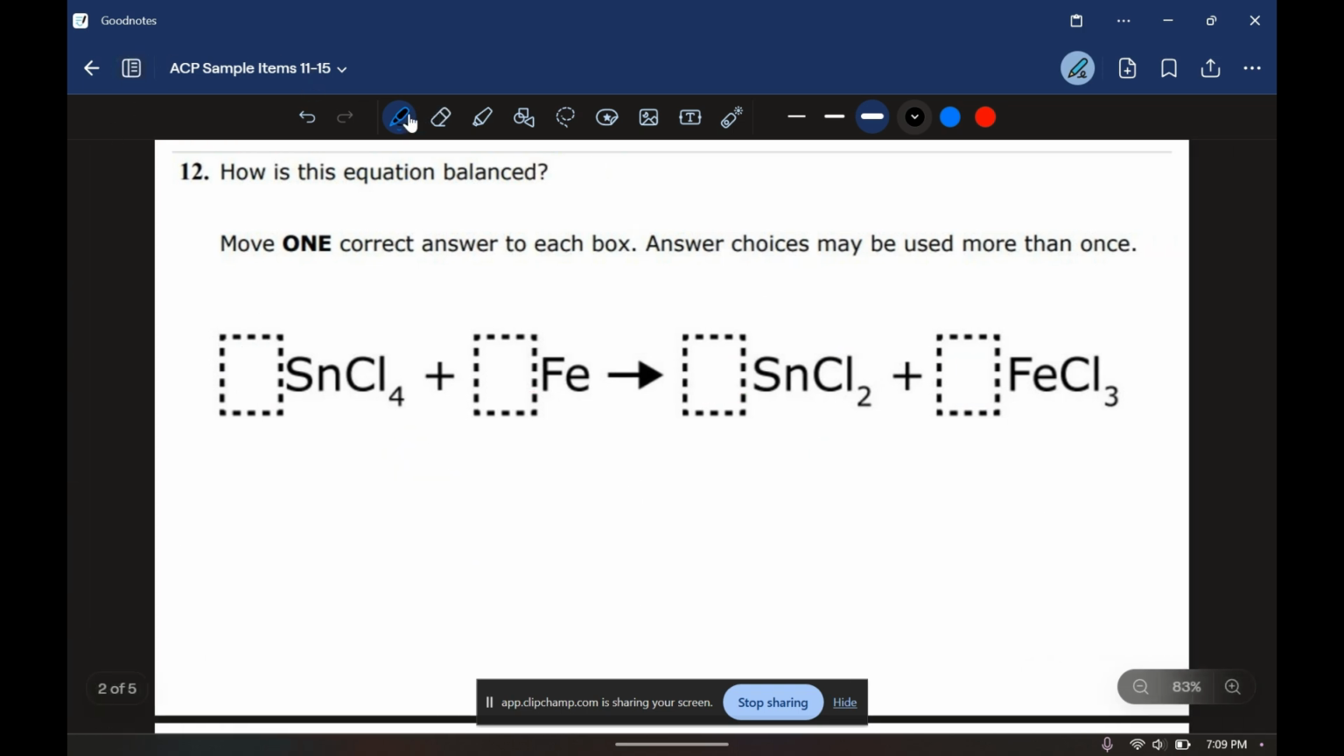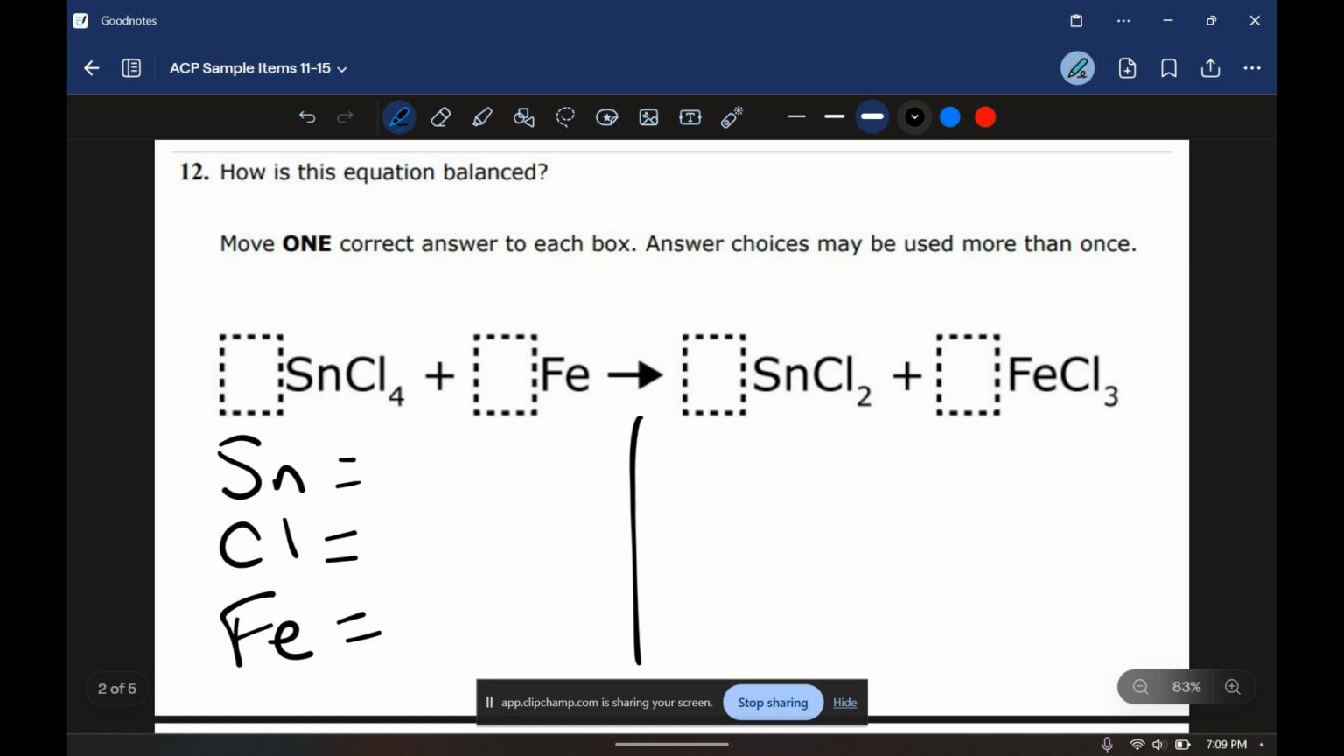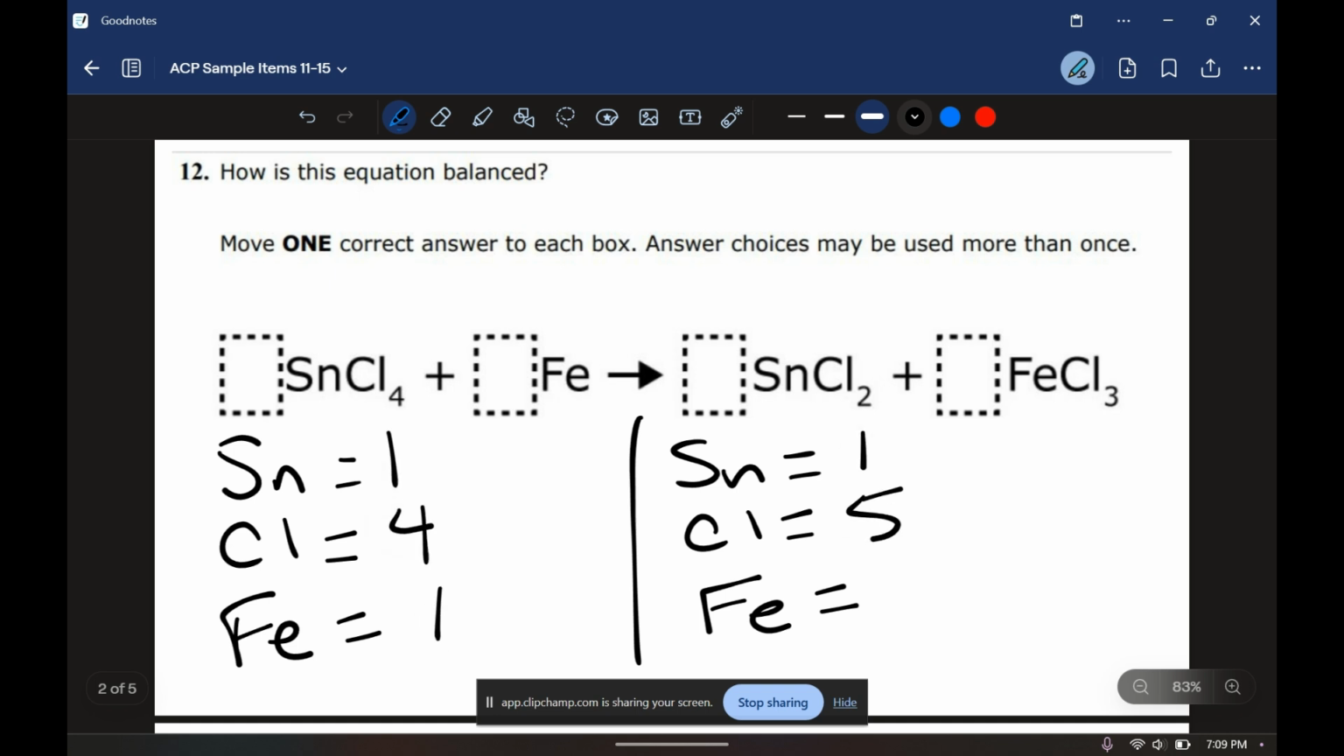So we're going to list our elements: tin, chlorine, iron, tin, chlorine, iron. We have 1, 4, 1, 1, 5, 1. I still don't like this 3, so we're going to keep our 2 right there. So that's going to give us 2 irons and 6 chlorines plus 2, that's 6, 7, 8.